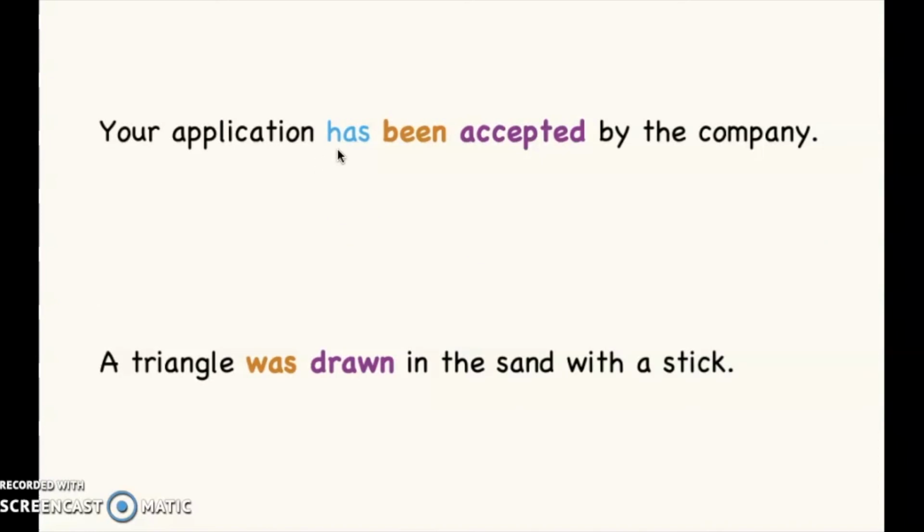Your application has been accepted by the company. Has is a helping verb. Been, there's our form of be. Accepted, there's our past participle. So yes, this is a passive verb. A triangle was drawn in the sand with a stick. We have our form of be, and then we have our past participle. So together, this makes a passive verb.